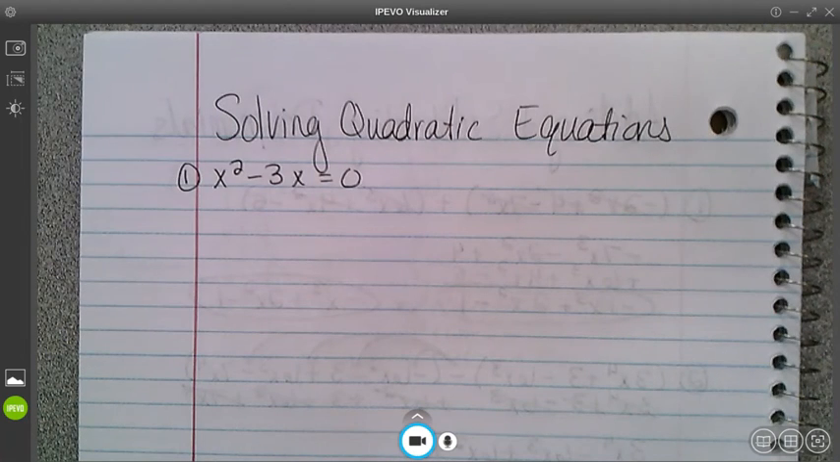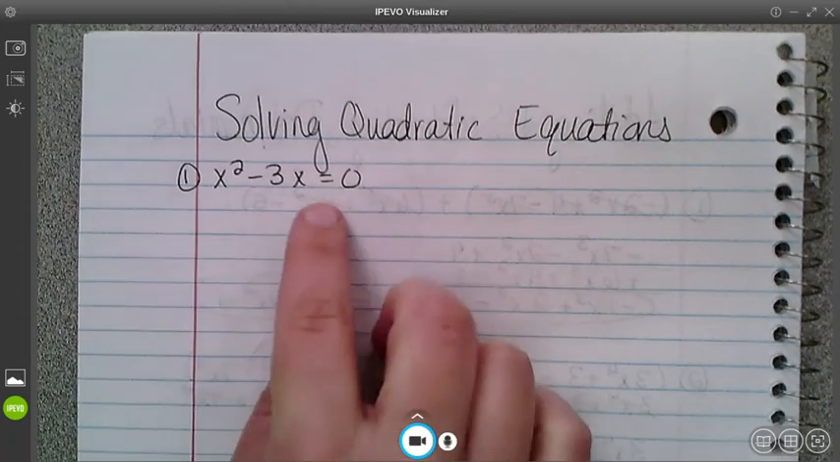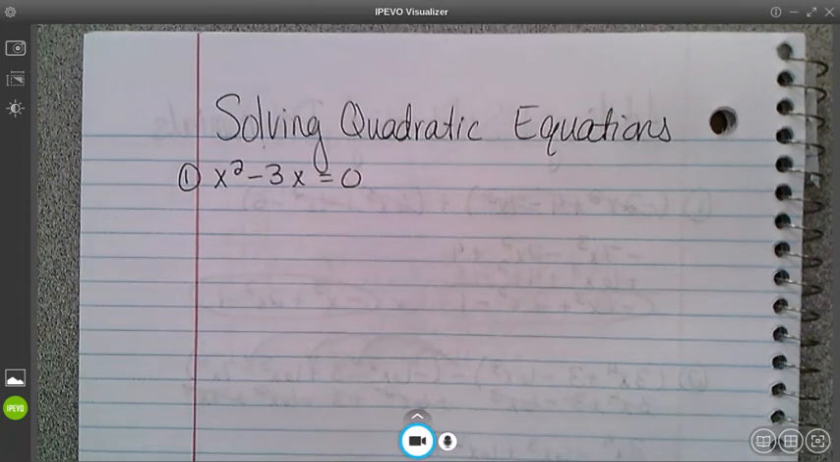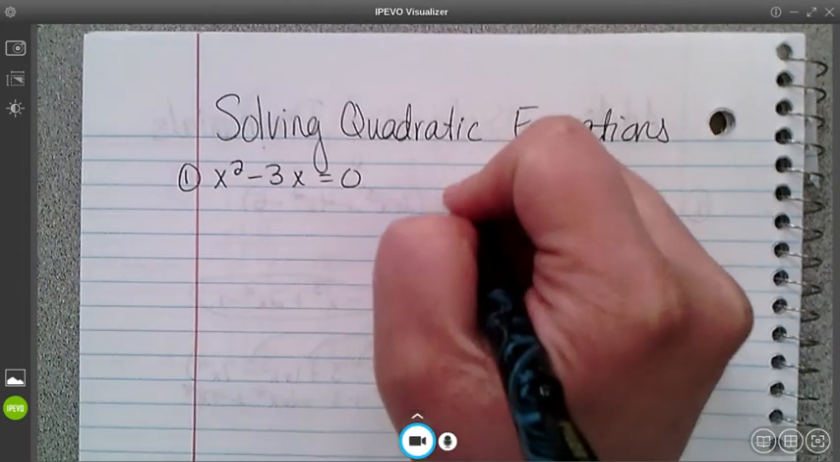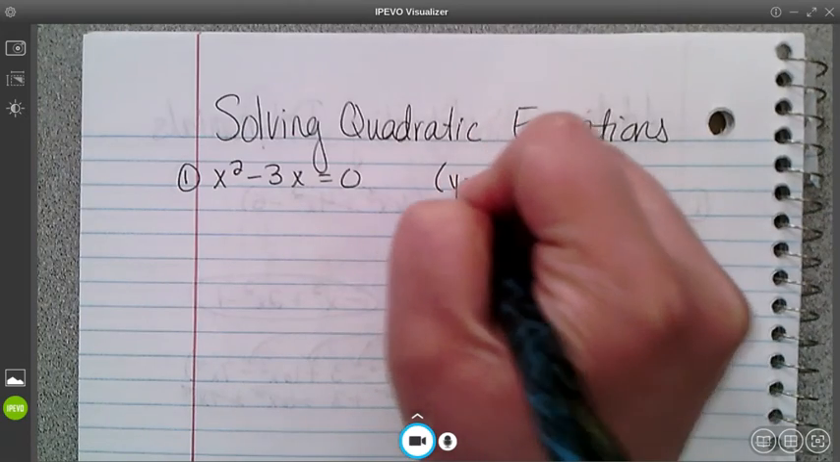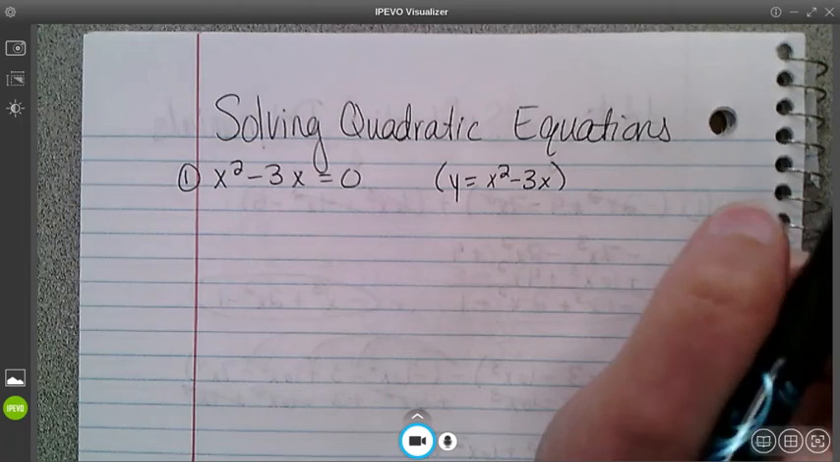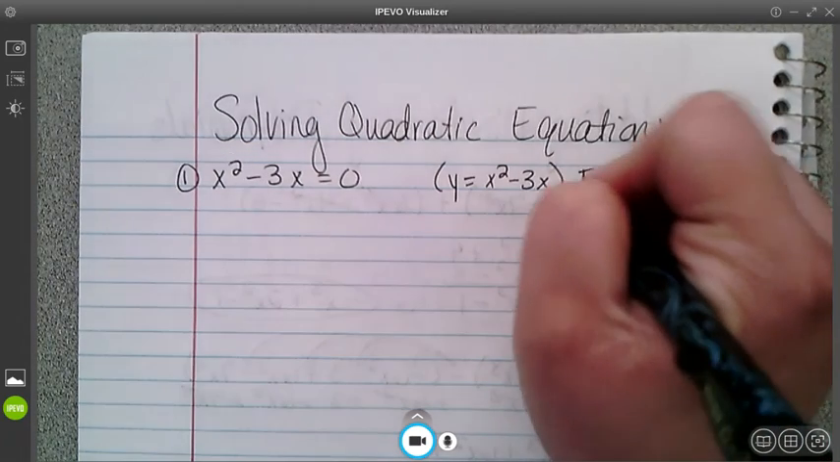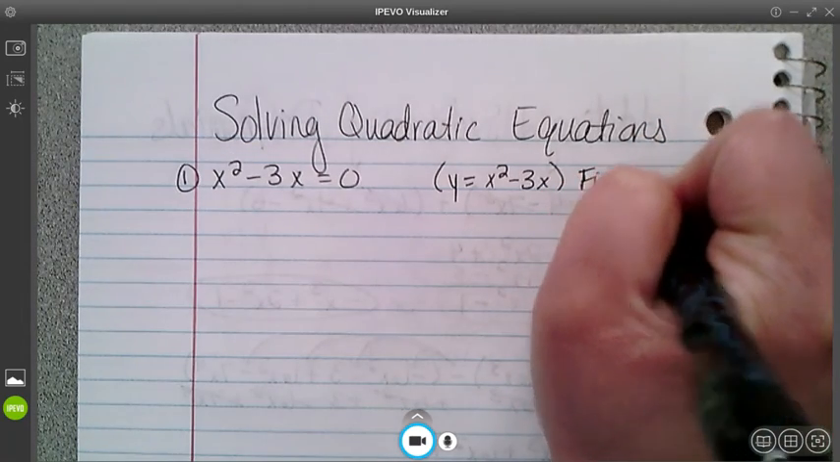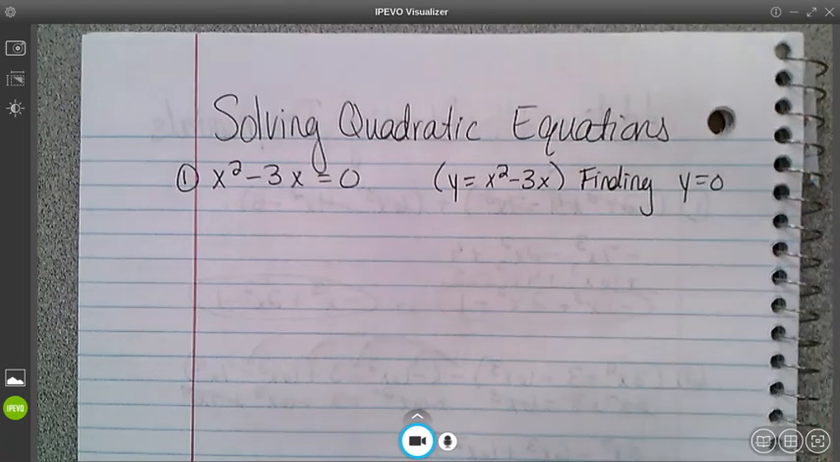Okay, so real quick, let's talk about what solving a quadratic equation means. It's making the equation equal 0. And normally we're used to these being written as y equals x squared minus 3x because we just got done graphing them. So we're finding where y is 0. And on the graph, where is y 0? Well, that's your x-intercepts. So really we're finding the x-intercepts of this quadratic equation.